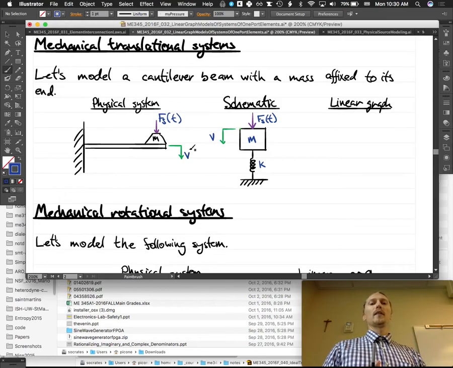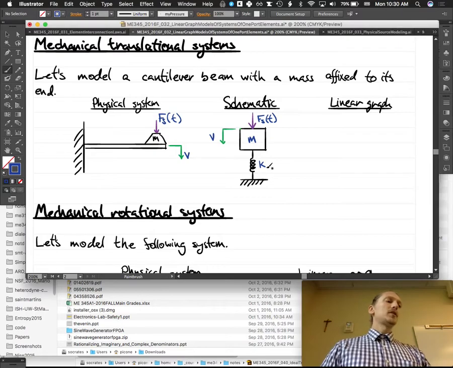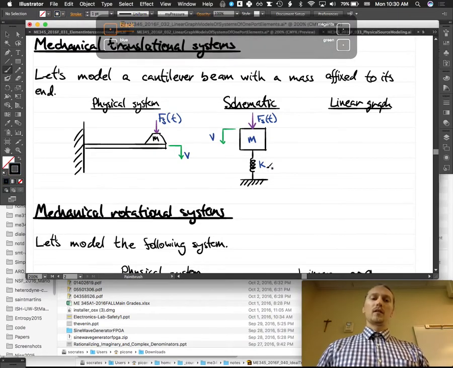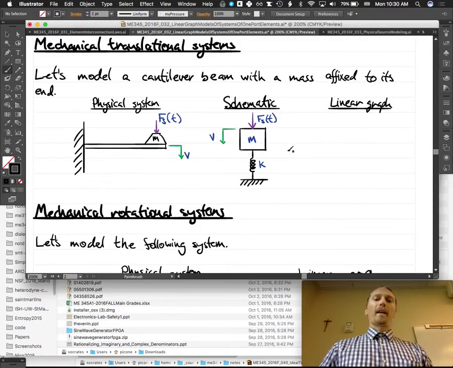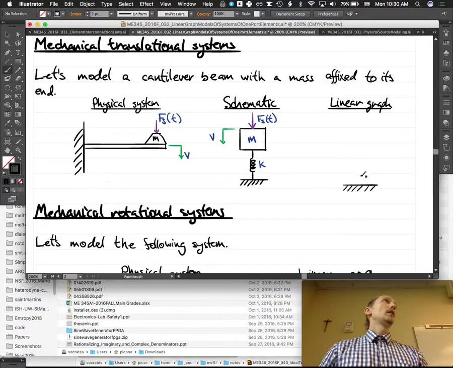So, all right. Say we modeled it though. Maybe we said the damping was negligible, and we modeled it like this. So let's draw a linear graph of this system. How many nodes do we have? So I was going to have ground, right? And so one other node?